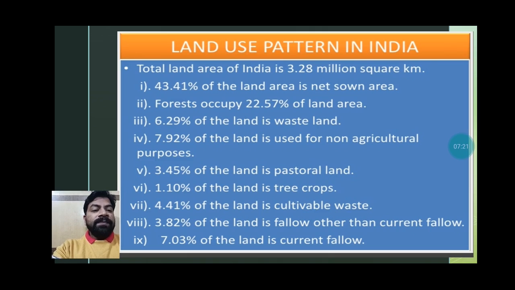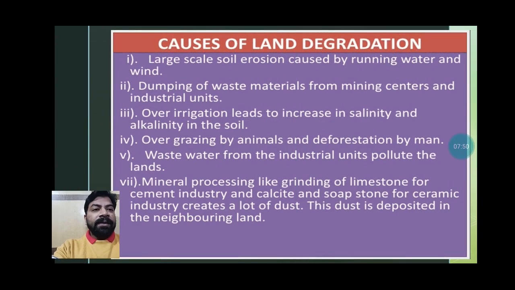3.82% of the land is fallow or other than current fallow. Fallow land means land which remains vacant for some time due to any reason. Suppose you purchase a plot and you are not using it. You constructed the boundary from all sides but it is not in use. So that is considered as fallow land or other than current fallow land. 7.03% of the land is current fallow. Fallow means any vacant land which is not in use.